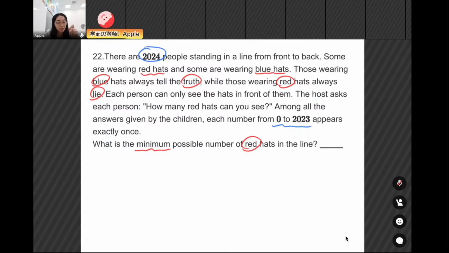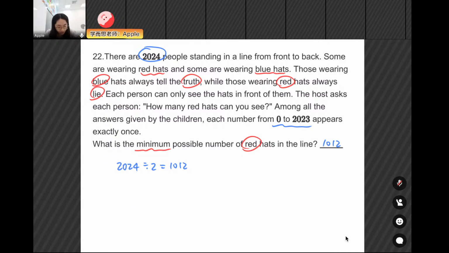How can you find the half? You just divide it by 2. Divided by 2, then you can get 1,012, and this is the answer. Yeah, and also, for example, the first one, the blue one says, I can see 0.